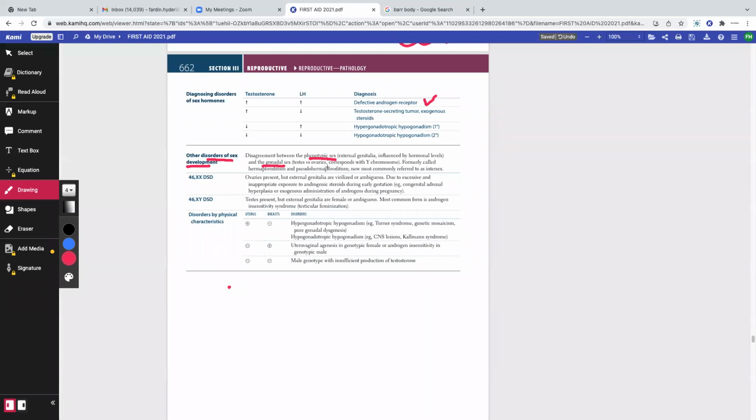So formerly, this was called hermaphroditism and pseudo-hermaphroditism. Now, this is most commonly referred to as intersex, right? So what are the different types, or what are the disorders of sexual development? Let's talk about the first one.